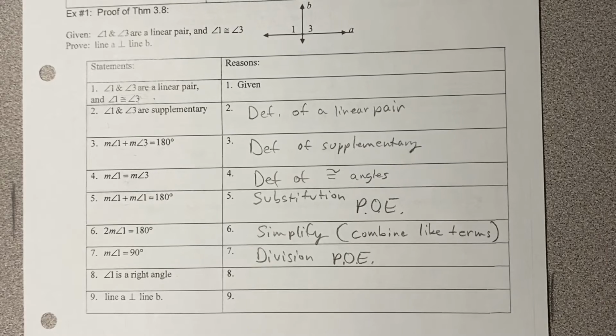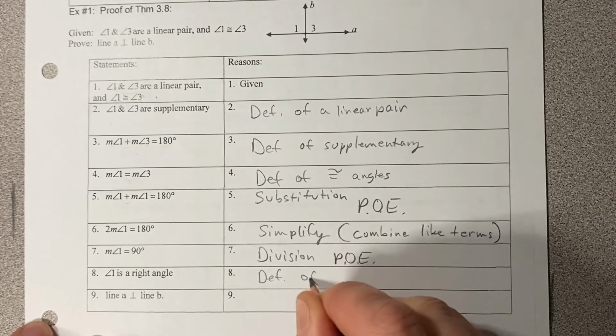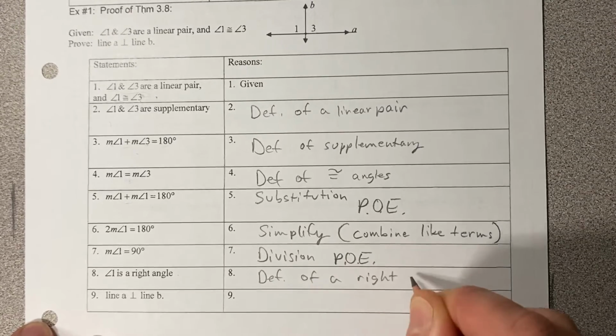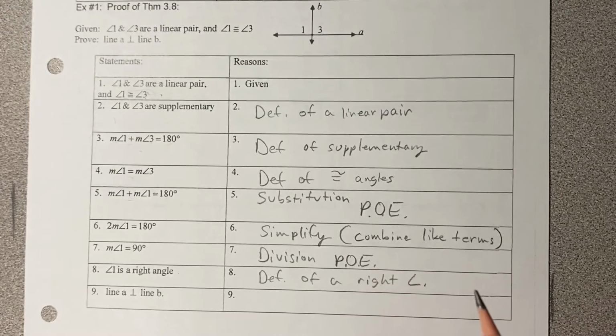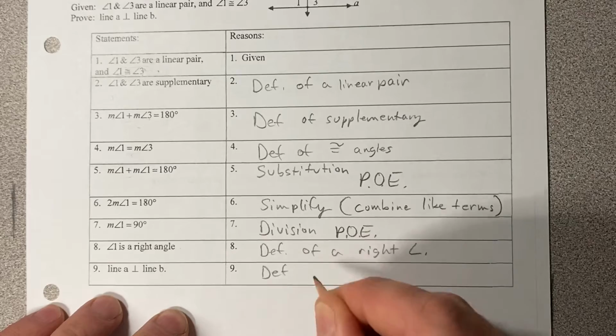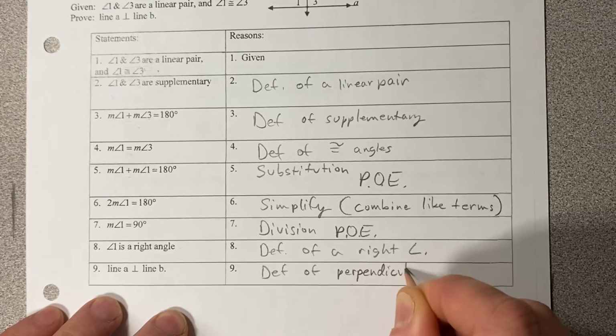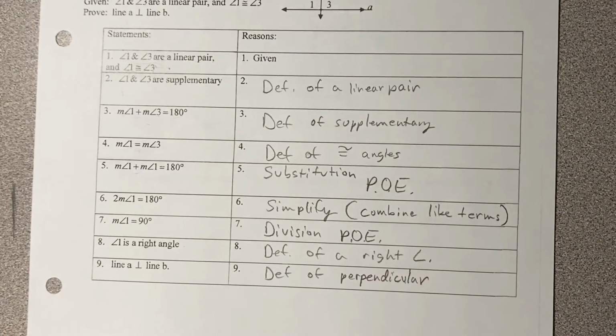And then we're in the home stretch here. Statement 8 says angle 1 is a right angle. Well, shucks, we knew that because the measure of angle 1 is 90. That's going to be the definition of a right angle. And then we wrap things up. If you know it's a right angle, you know that the lines have to be perpendicular. And that's because that's the definition of perpendicular lines. All right. So yeah, there's a proof there of theorem 3.8.